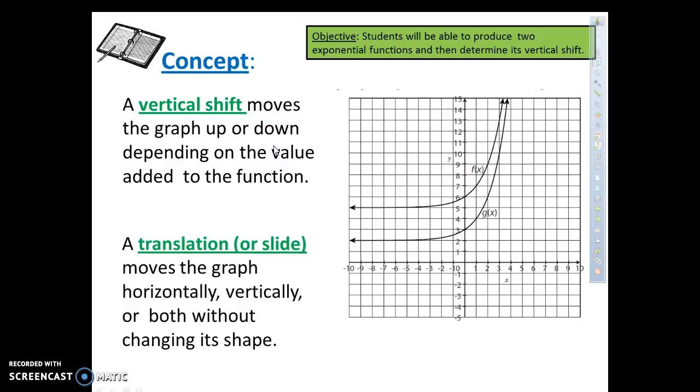And then a translation. This is connecting it back to our geometry unit when we talked about transformations. Remember, a translation's a slide. And we're only going to work with vertical slides. We're not going to touch the horizontal slides, okay? Again, remember that they don't change shapes. Nothing changes, it just moves it up. Please get these in your notes.